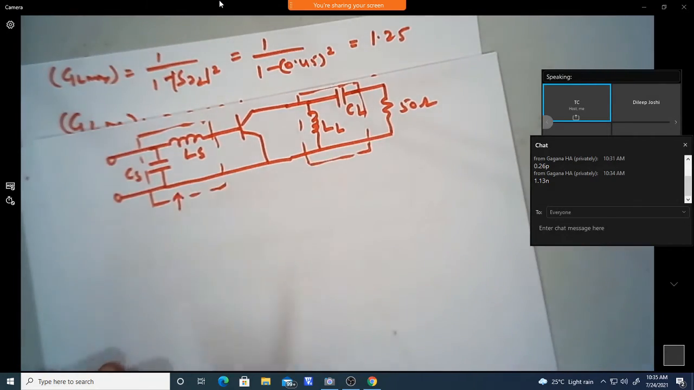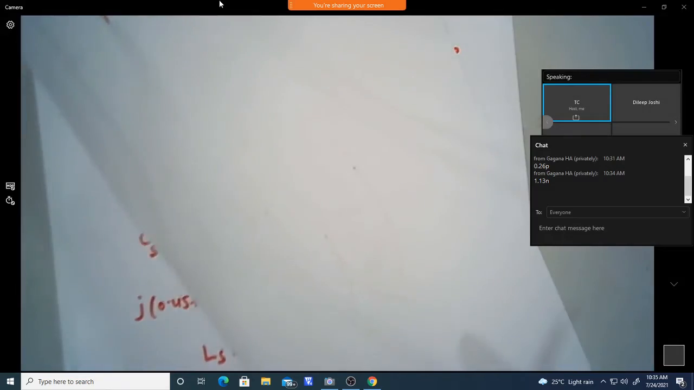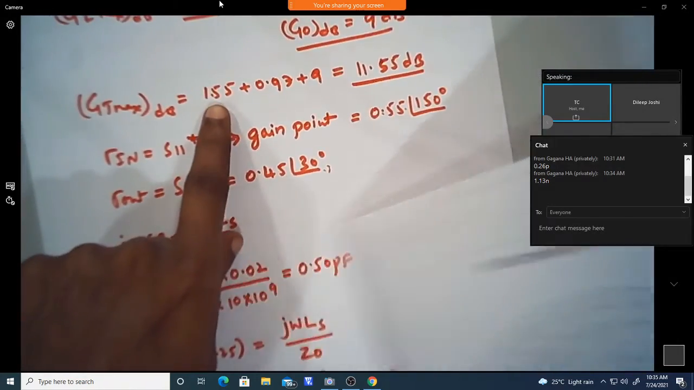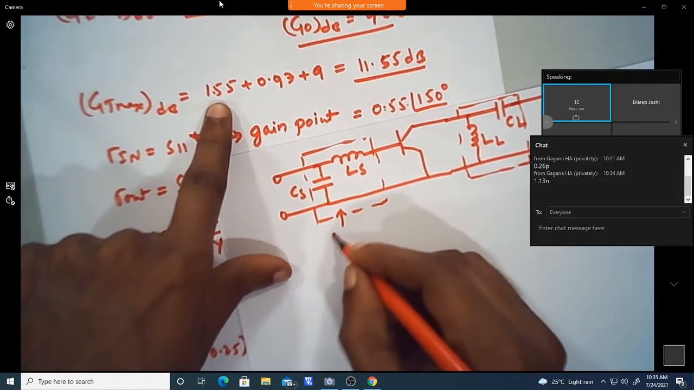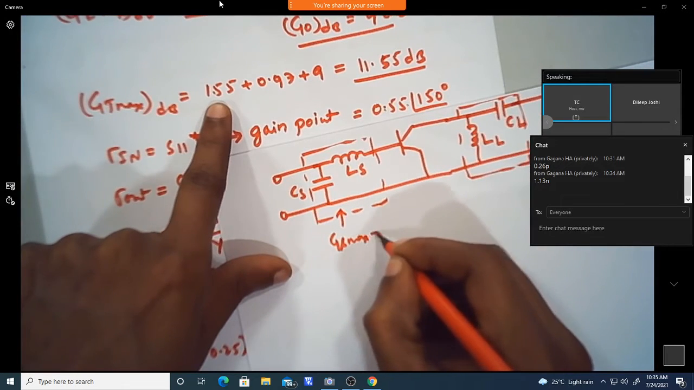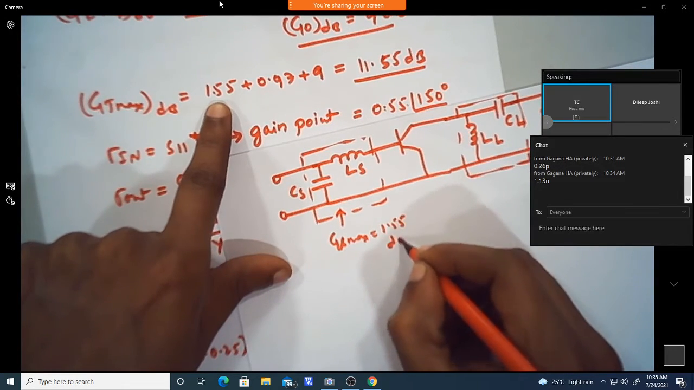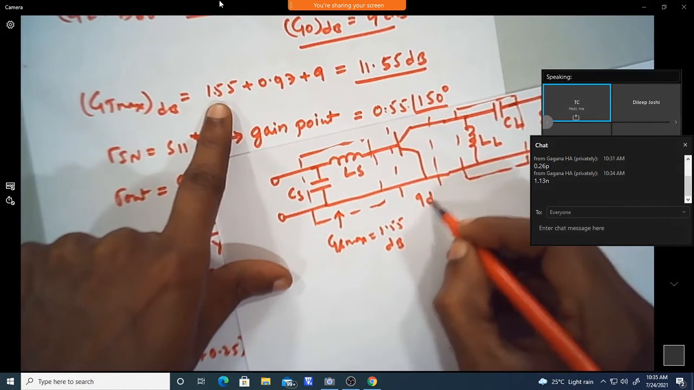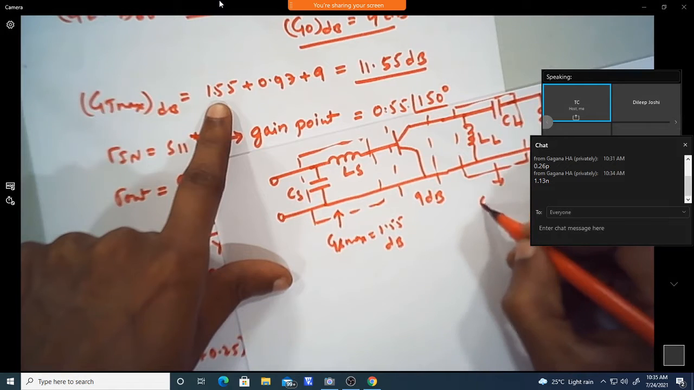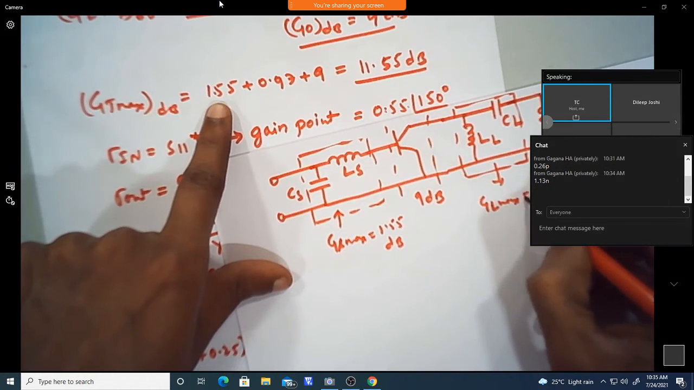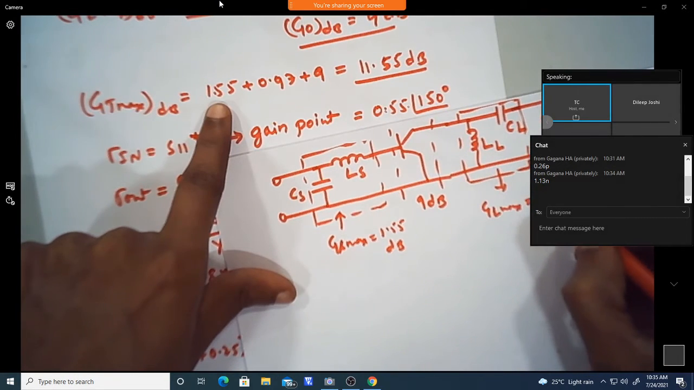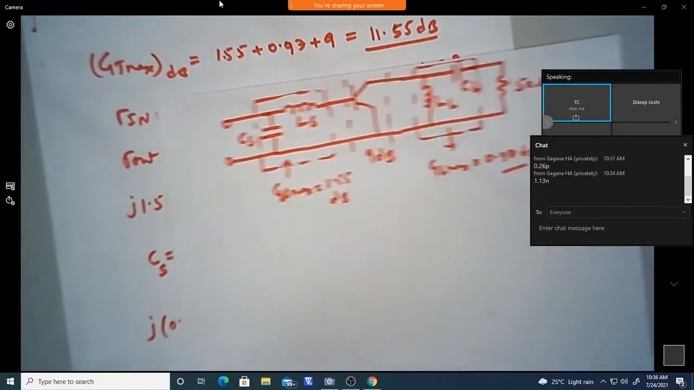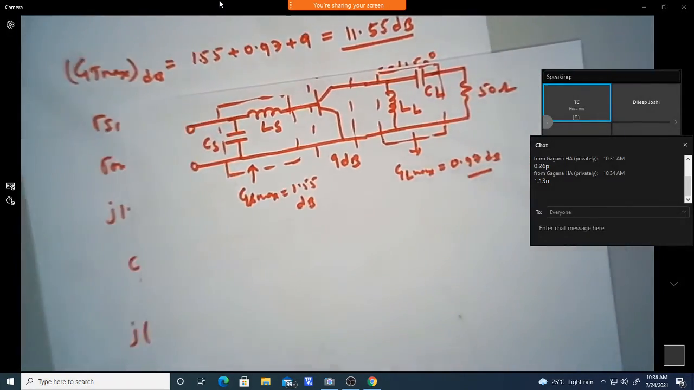Now this will give whatever maximum gain we have calculated, that is 1.55. So this side will give GS max, that is 1.55 dB, and this transistor gives a gain of 9 dB, and this one will give GL max, which is a gain of 0.97 dB. So this is how we design the maximum gain amplifier.